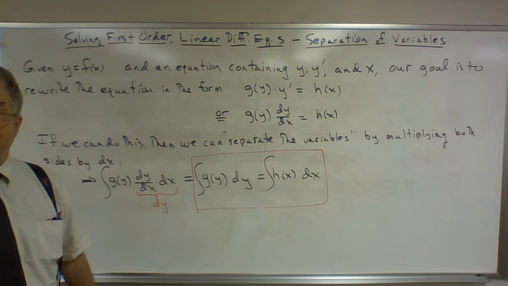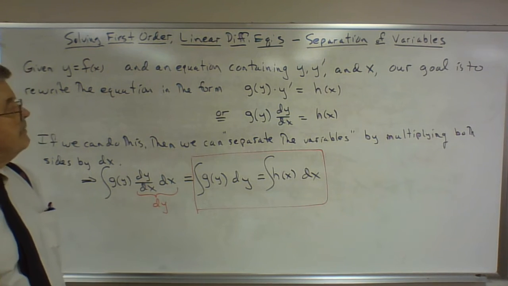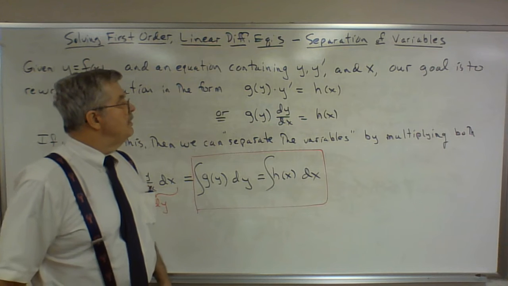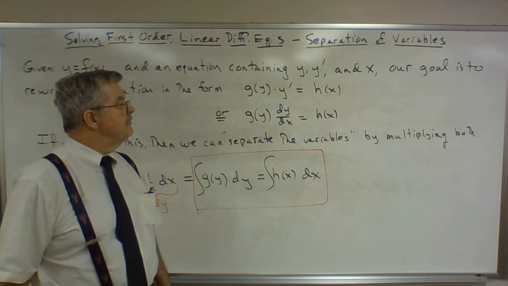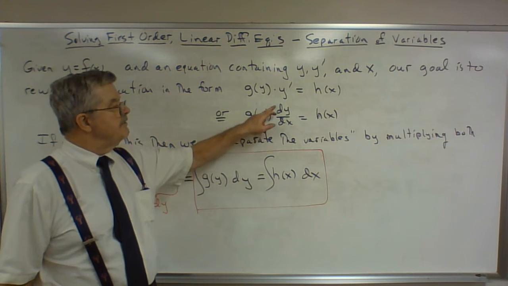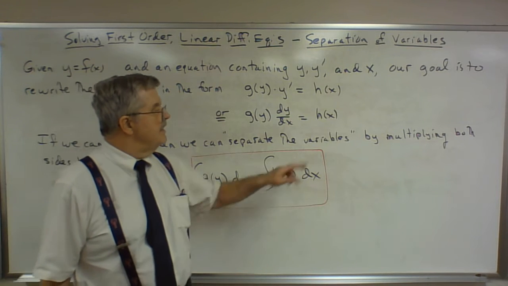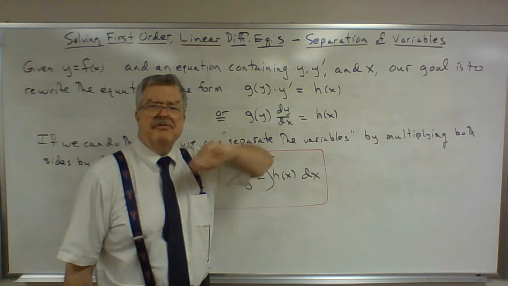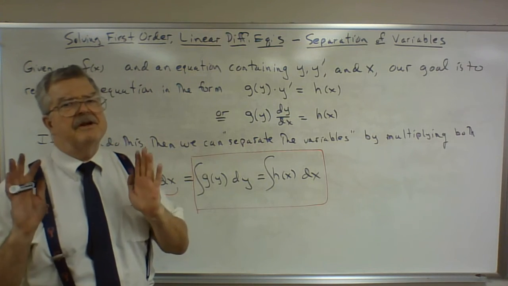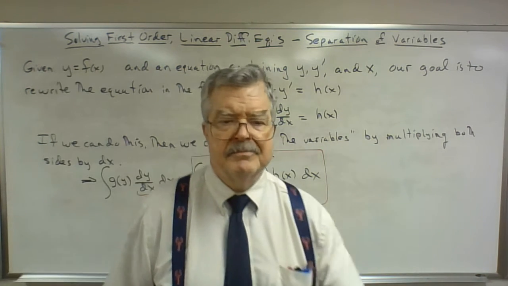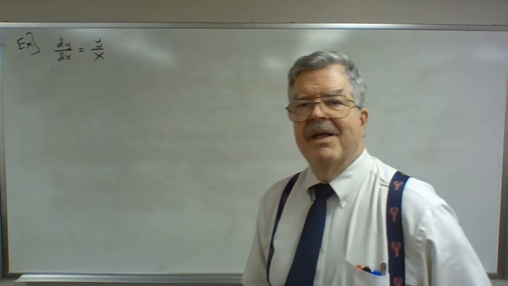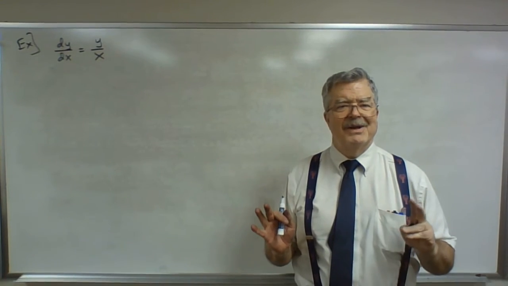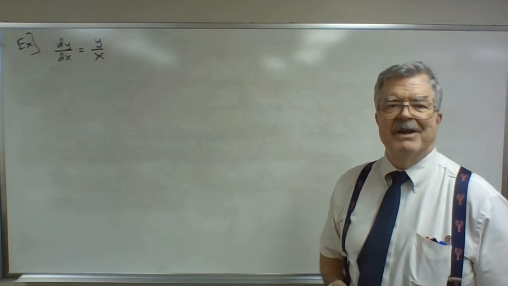Now let's try this with an example, okay? And remember, our goal is to rewrite the equation in the form g of y times dy/dx equals some function of x, and then we just multiply both sides by dx. That's what we're going to try to do. We're going to start slow. We're going to keep the training wheels on for a minute or two.